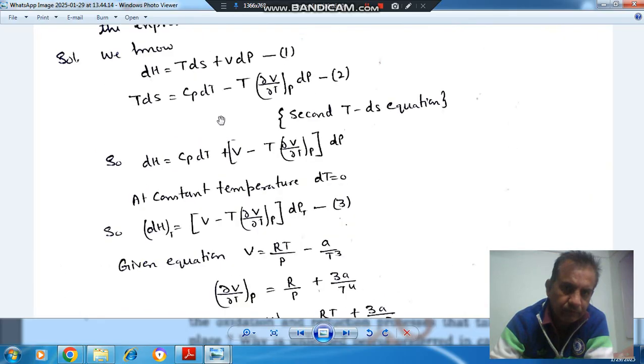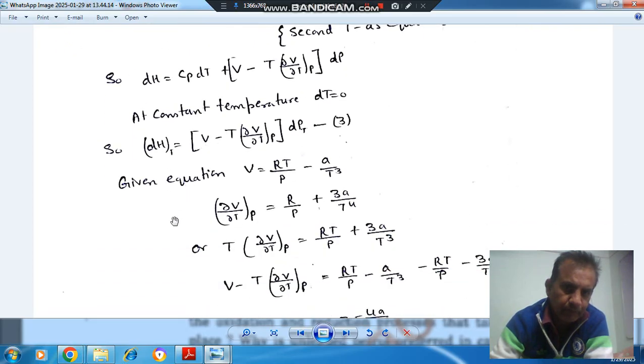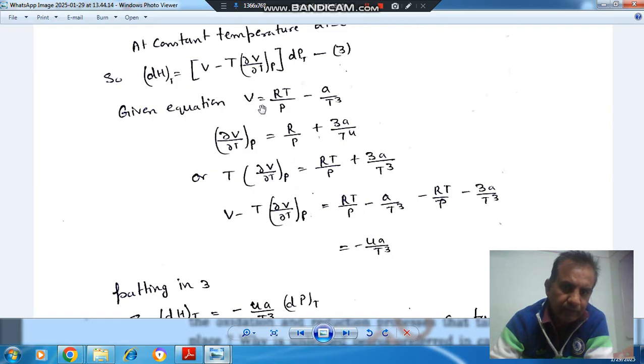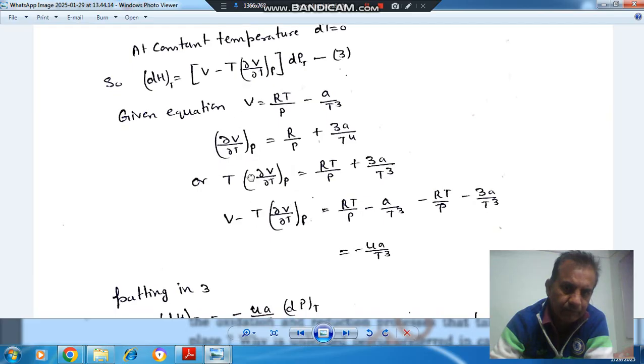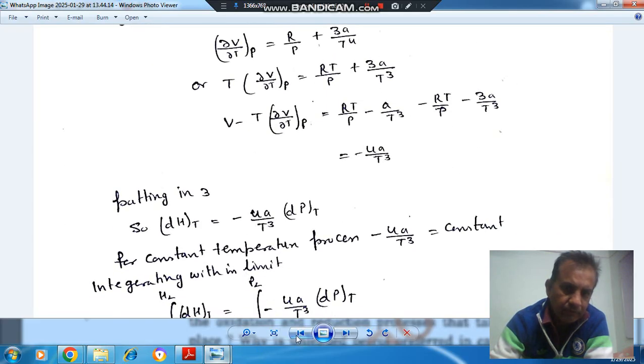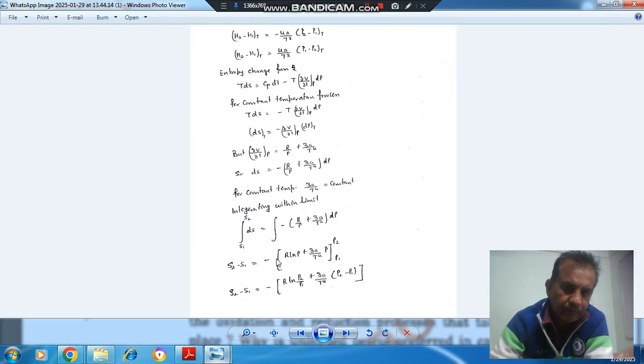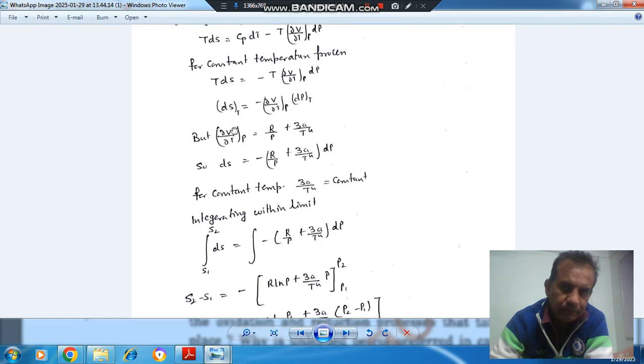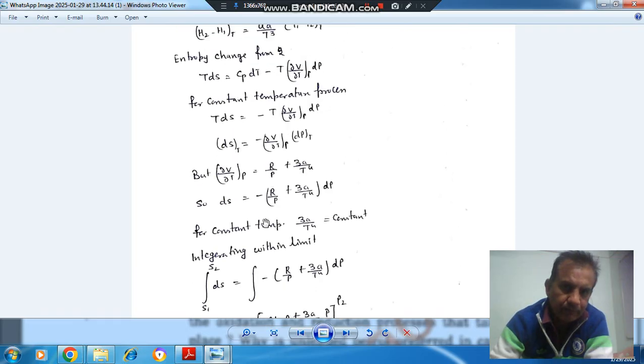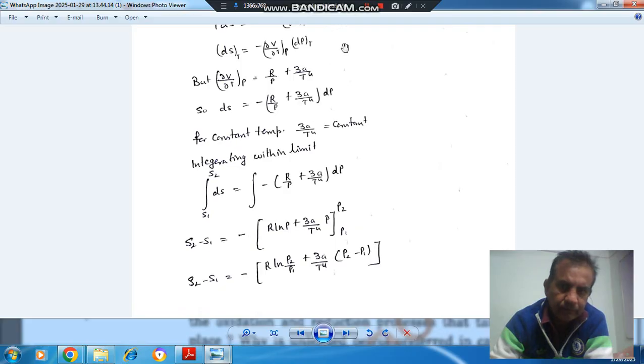To summarize: using dH equal to TdS plus VdP, then using the second TdS equation and putting it here, then putting temperature constant, and then V is given, so finding out curl V by curl T, and then V minus T (curl V by curl T) at constant P, then putting it here and integrating, we get the first result. And now starting from here, putting the value and then integrating, we get the second.